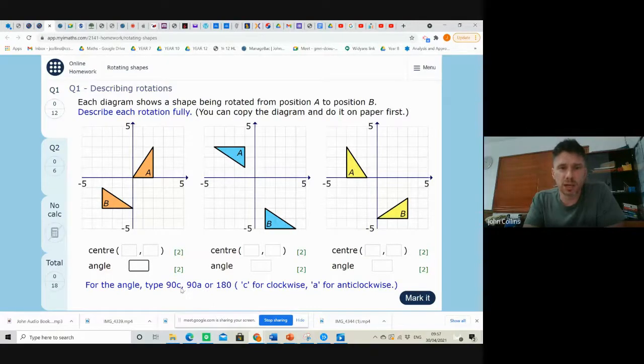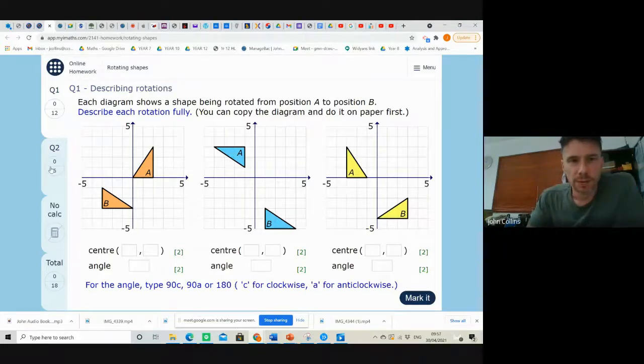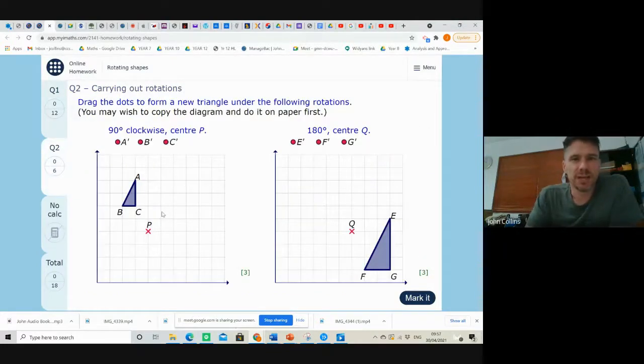And you have to write in clockwise or anti-clockwise. So they say C for clockwise and A for anti-clockwise. An example here might be if you think that's 180 degrees and you think it's clockwise, you can write in 180. Well, 180 degrees can be either or, so you don't need to write in C or A. It's only for 90 degrees. So perhaps you think it's 90 degrees clockwise, you get 90 degrees C. That'd be 90 degrees clockwise. So try that.